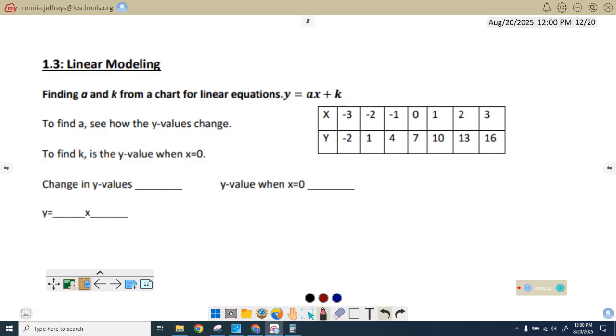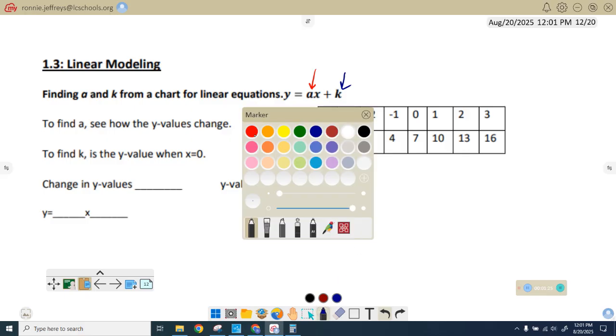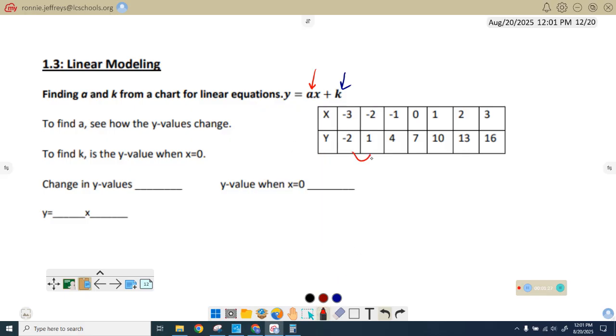All right, we're trying to find A and K. Remember, this is A, this is K. If you forget, it's on the board. Now to find A, we look at the change in Y values.